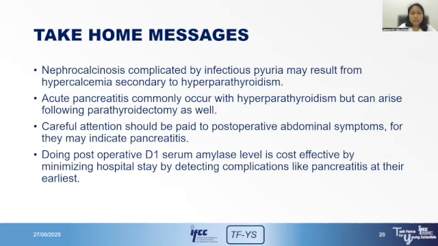So the take-home message: nephrocalcinosis complicated by infectious pyuria may result from hypercalcemia secondary to hyperparathyroidism. Acute pancreatitis commonly occurs with hyperparathyroidism but can arise following parathyroidectomy as well. Careful attention should be paid to postoperative abdominal symptoms, for they may indicate pancreatitis. Doing a postoperative day 1 serum amylase level is cost effective by minimizing hospital stay by detecting complications like pancreatitis at their earliest.